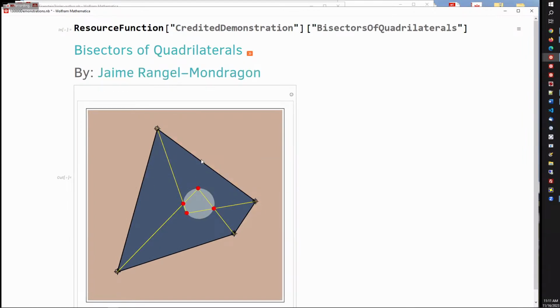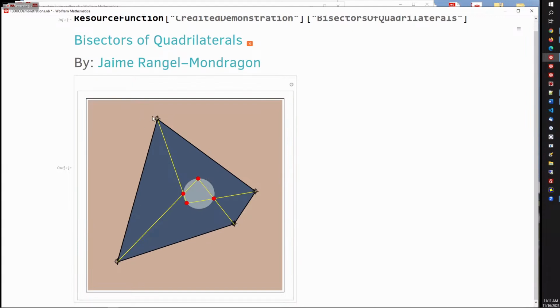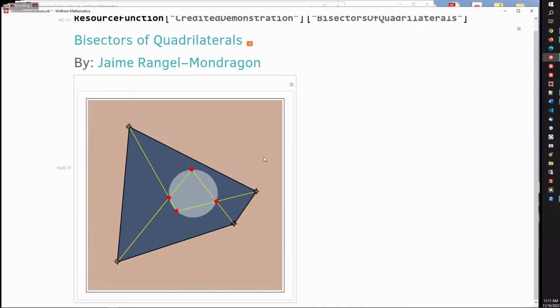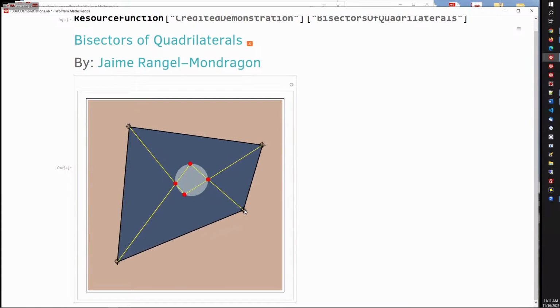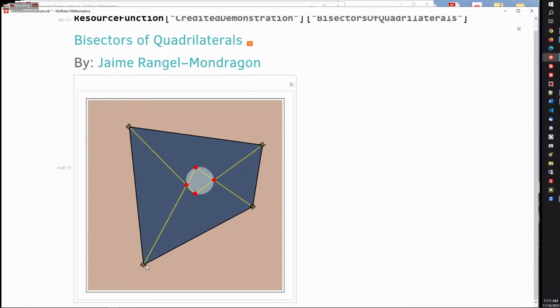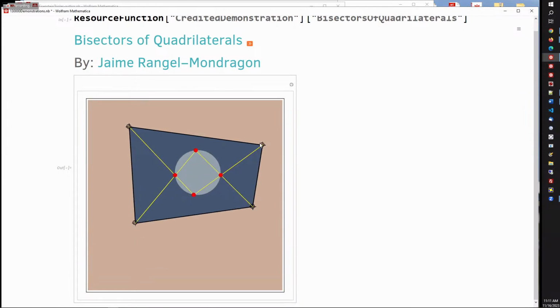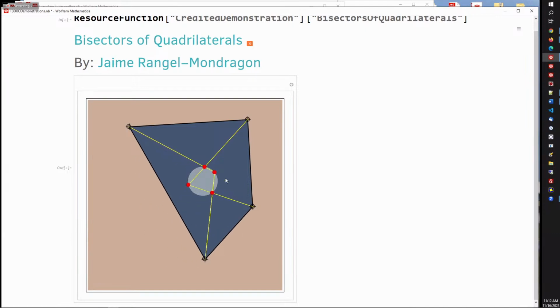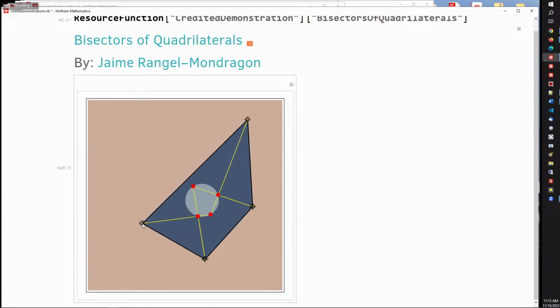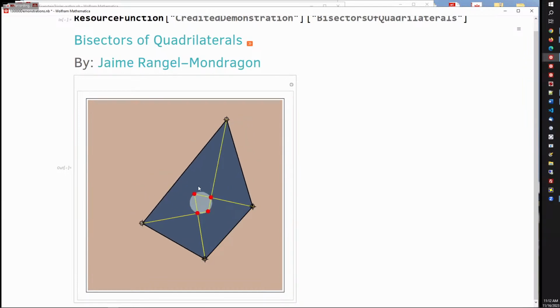Bisectors of quadrilaterals. If you bisect the quadrilaterals and build these intersection points, they will always be concentric. So in a way, this is one way of developing a quadrilateral center for any quadrilateral, based on where the center of this circle is.